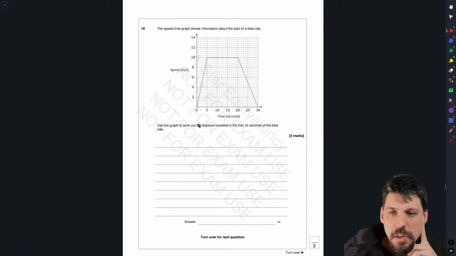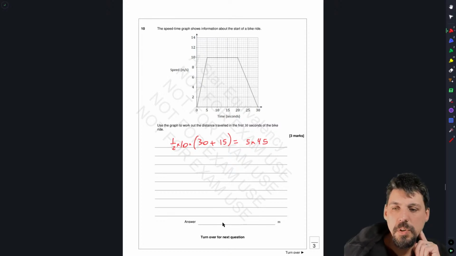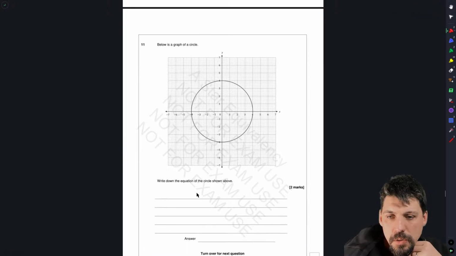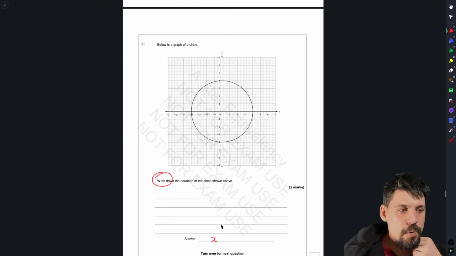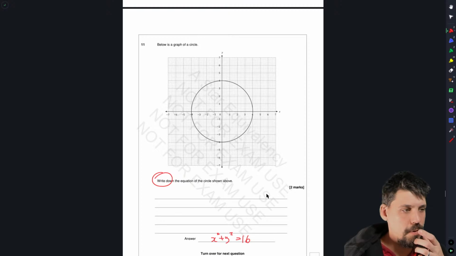Distance traveled. It's a trapezium, so it's half height 30. This one's going from 5 to 20, so that's 15, which is 5 times 45, which is 225 meters. Equation of a circle. Love me this. Just FYI, write down, don't have to think about anything. X squared plus y squared is r squared.